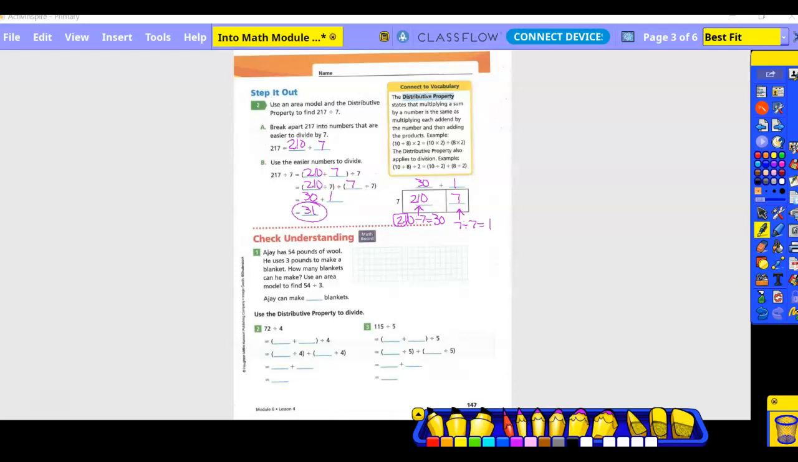Check understanding number 1. Aja has 54 pounds of wool. He uses 3 pounds to make a blanket. How many blankets can he make? Use an area model to find 54 divided by 3. So we know our divisor is going to go down here along the side, and I need 3.